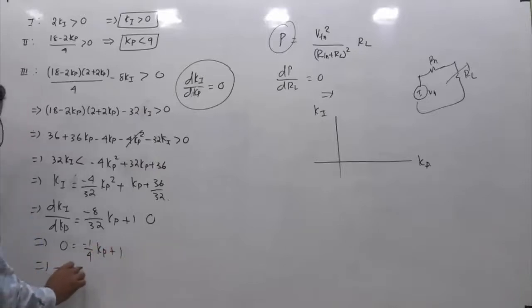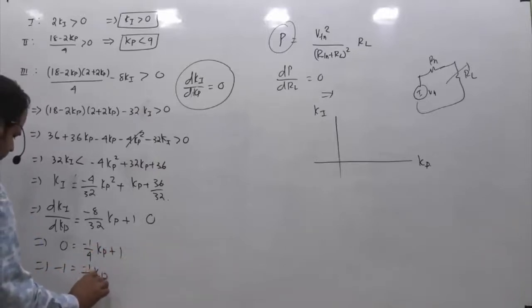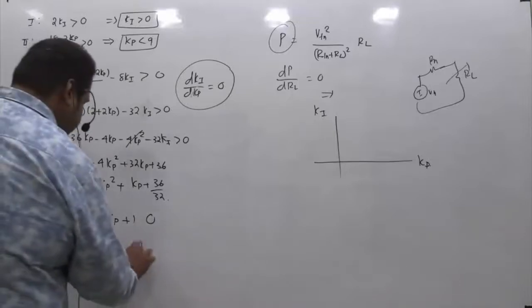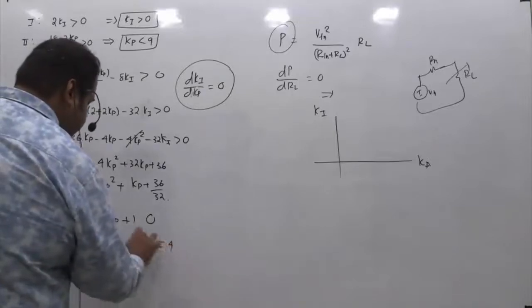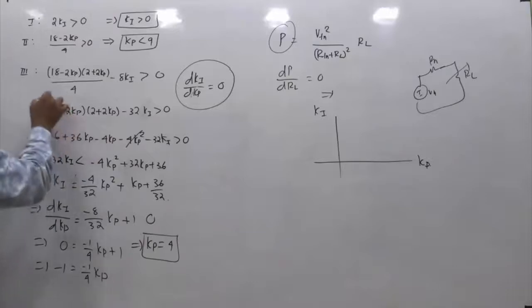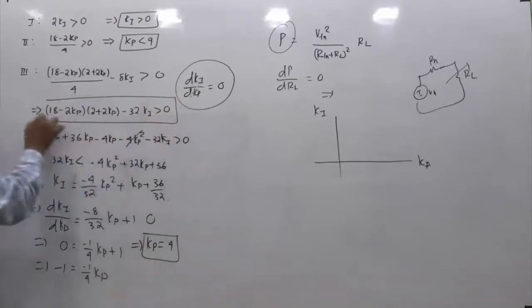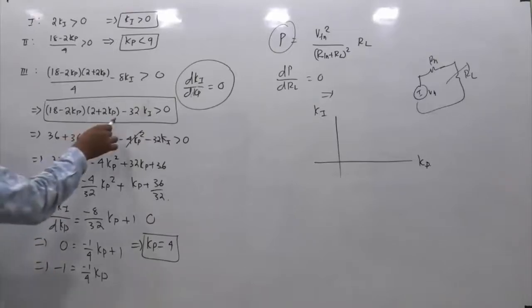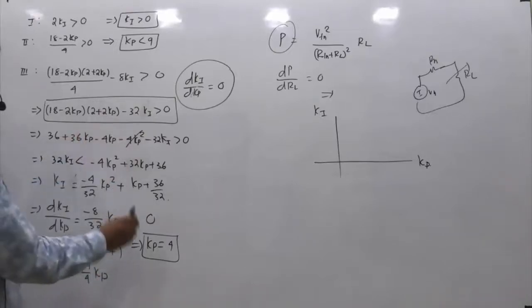So minus 1 is equal to minus 1 by 4 Kp. So this implies Kp equals 4. So we are getting the condition Kp equals 4. That means if this equation is true, which of course it is, this condition is to happen. What we are trying to get is a plot of Ki and Kp, because our interest is to get the maximum value of Ki. So indirectly we are targeting this condition, and we are trying to plot the variation of Ki and Kp.